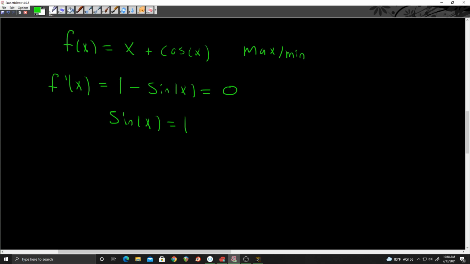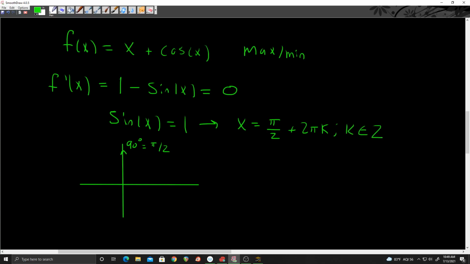And now I'm back in pre-calculus mode. I have to think about what angle or angles have a sine of 1. And hopefully we're all okay with the idea that there's only one angle, and that is that one right there. That's going to be 90 degrees, and in radians, that's going to be good old pi over 2. So x is going to equal pi over 2 plus 2 pi k, and of course, k can be any integer in the world. Okay. All right. So these are what are called our critical numbers.